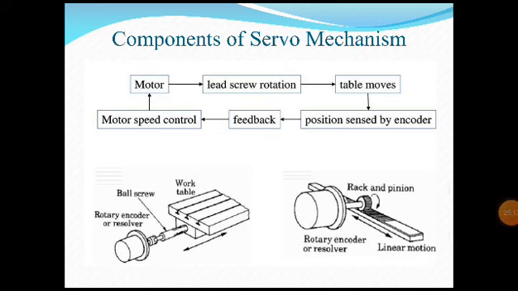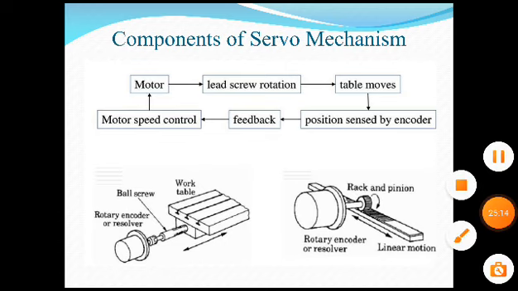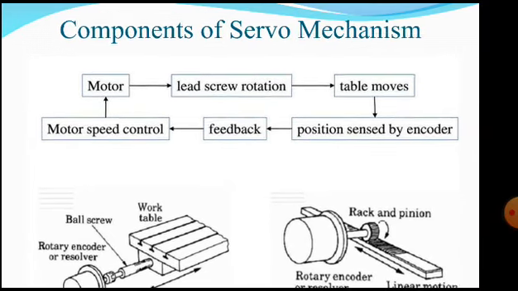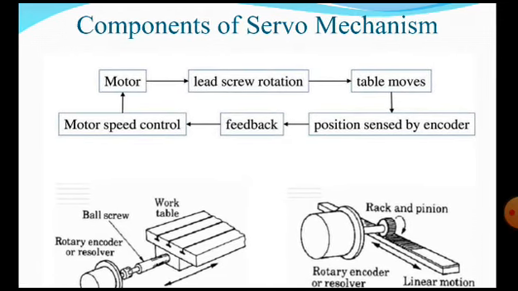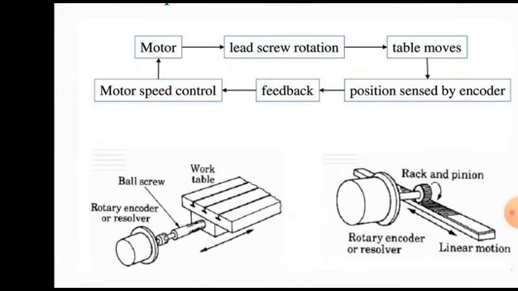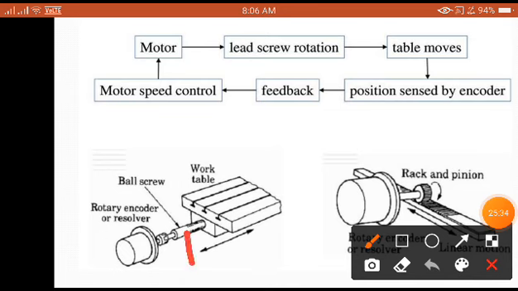So let us understand that we are going to take a motor here. As you are going to see the components of servo mechanism, first we take the motor, and then that motor rotation is given to the lead screw rotation. Instead of lead screw here we are going to use the ball screw. This is called a ball screw, or the same one is nothing but a lead screw itself.